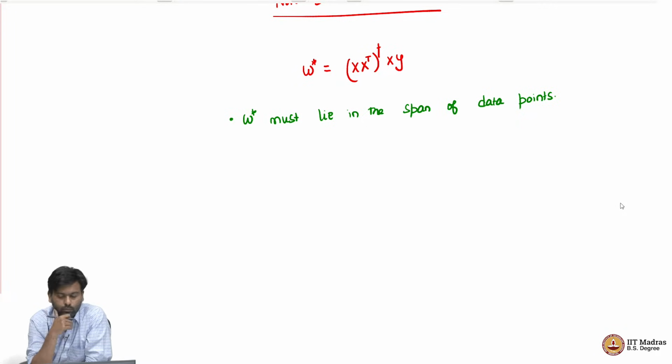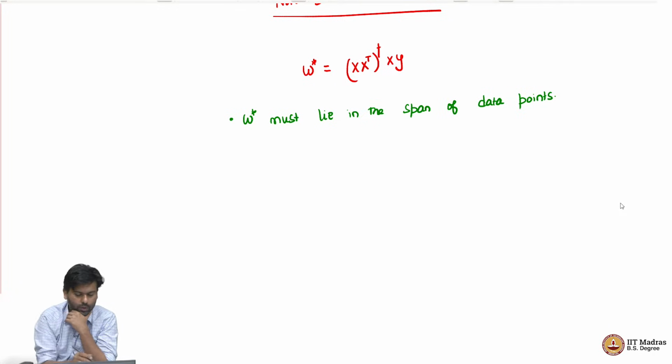Now, why is that true? Right. So, what does it mean to say W star lies in the span of data points? So, you have a bunch of data points in D dimension. So, then W star is also a vector in D dimension. I am saying if all the data points were lying on a plane in 3-dimensional space, then W star will also be on the same plane, right. So, let us think of this pictorially.